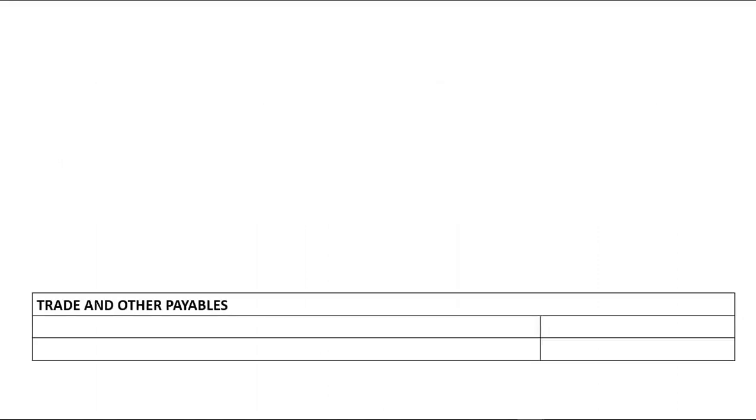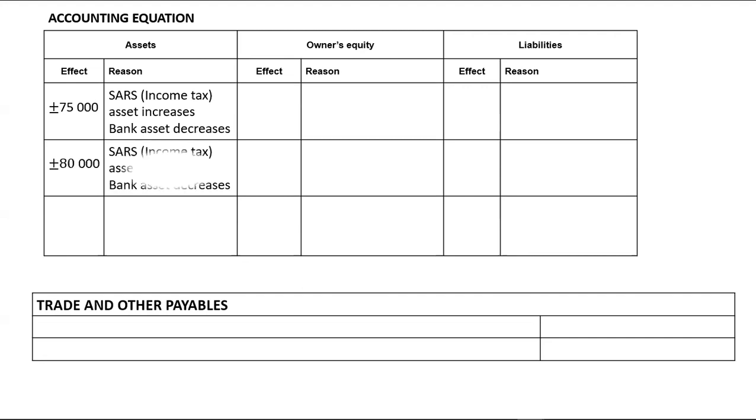Now, in the accounting equation, please note that your provisional payments will only affect your assets, because you create an asset which is SARS income tax. You also reduce an asset which is bank, as I have shown you earlier on. Both of them will affect assets. That's why under assets we have plus or minus SARS income tax. That is because SARS income tax is an asset, it goes up, we are making a prepayment, and our bank decreases, and it decreases on the credit side, which is a minus.